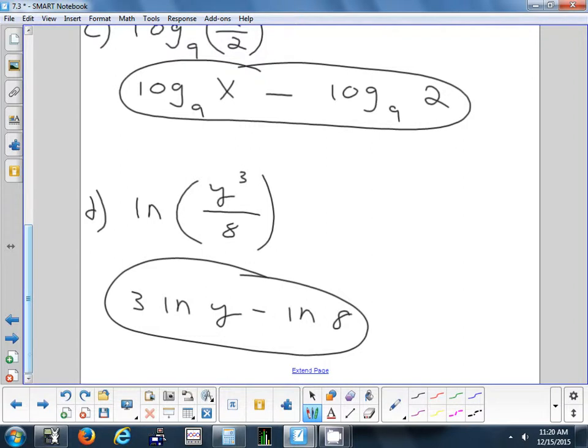The first argument would be y cubed. But then you got to move the 3 in front. And that's it. Okay, any question on that one?